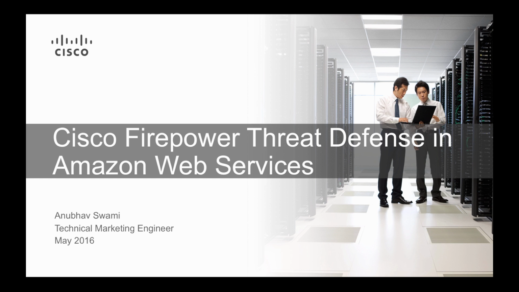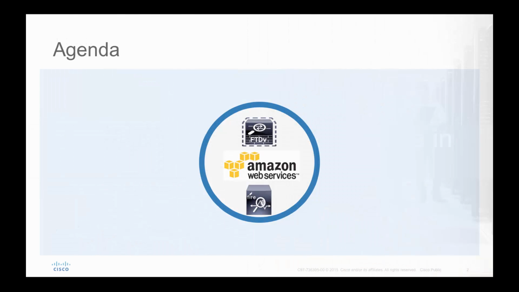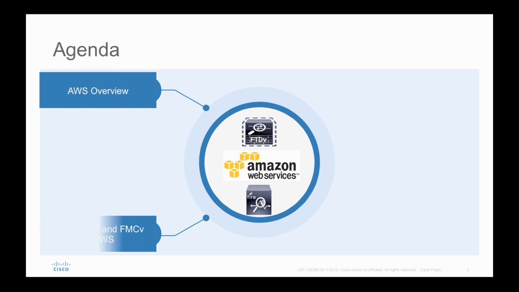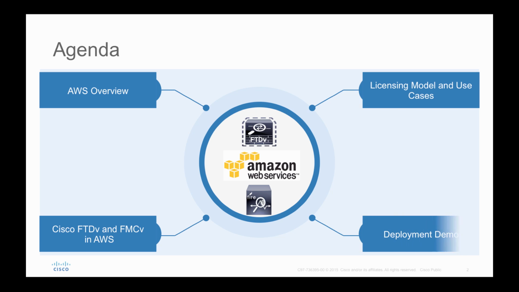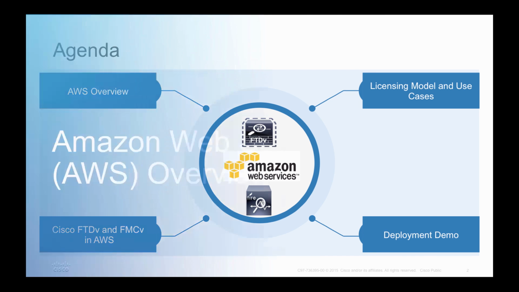In this video, I will cover Cisco Firepower Threat Defense and Amazon Web Services. I'll start off this video with AWS Overview, where I will talk about virtual private cloud and EC2 instances, and then I will move on to Cisco Firepower Threat Defense Virtual and Firepower Management Center Virtual in AWS. I will talk about licensing and use cases, and at the end of the video I will show a live deployment of FTD and FMC in AWS.